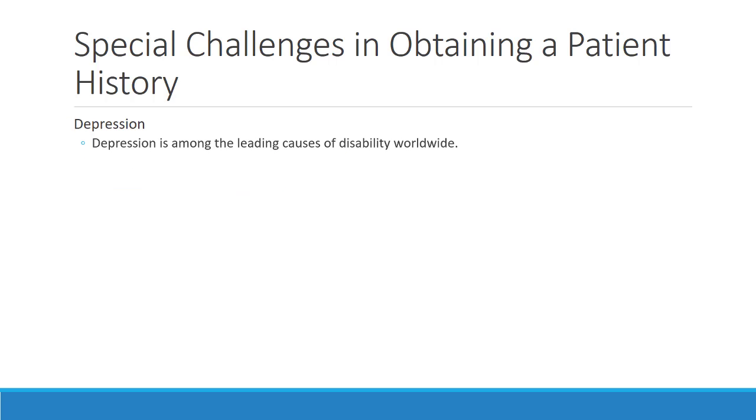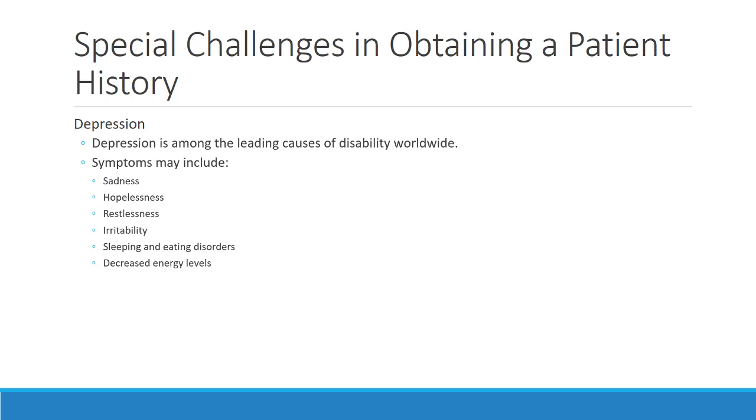For patients that suffer from depression, depression is among the leading causes of disability worldwide. Symptoms of depression may include some or all of these, which include sadness, hopelessness, restlessness, irritability, sleeping and eating disorders, or decreased energy levels. You must learn to be a good listener. It's important. Sometimes when you are at a patient's home or wherever the patient's at, they want to tell you things. And so it's important to learn to be a good listener so you can determine exactly what might be wrong with them.